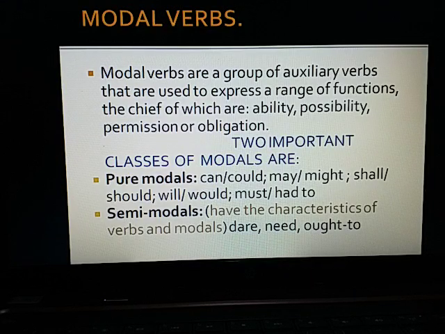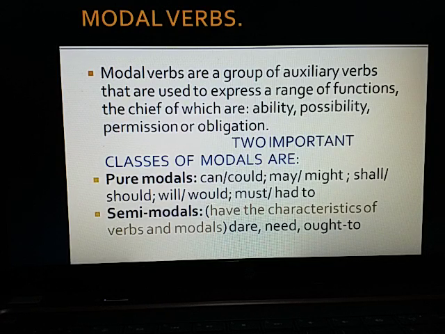Modal verbs. Modal verbs are a group of auxiliary verbs that are used to express a range of functions, the chief of which are ability, possibility, permission, or obligation. Two important classes of modals are pure modals: can, could, may, might, shall, should, will, would, must, and had to. And semi modals: dare, need, and ought to.